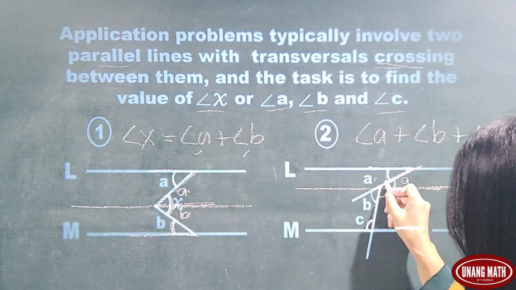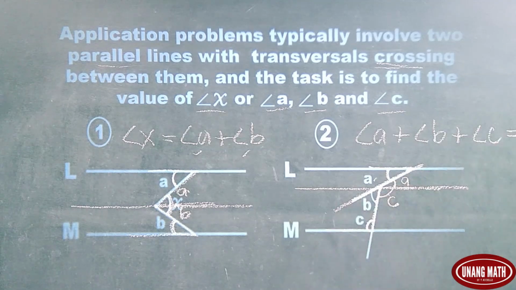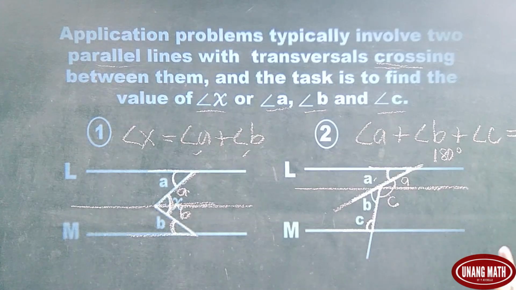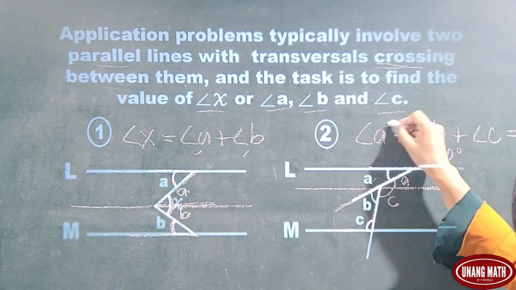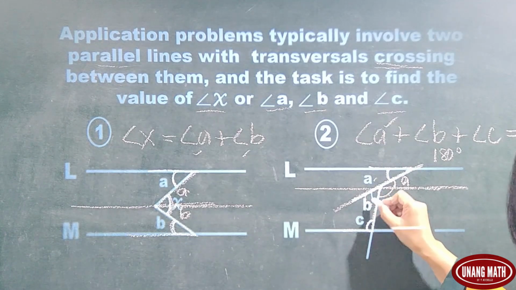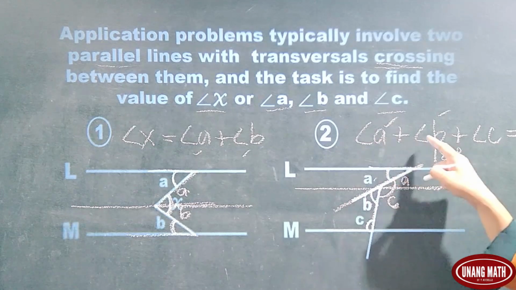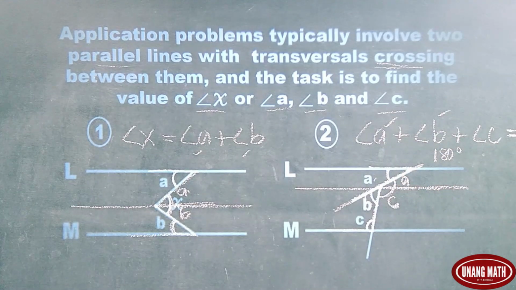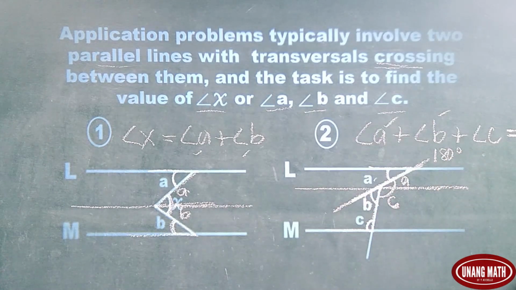And if you're going to take a look at this one, this is a straight line. Okay, we know that straight line measures 180 degrees. So, angle A, angle B, angle C, we have to add these angles together, and that is equal to 180 degrees.